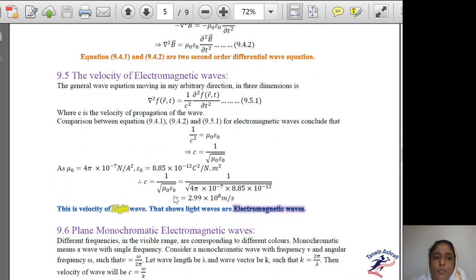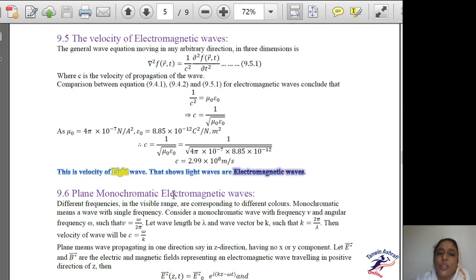Next topic, velocity of the electromagnetic wave. The general wave equation for a wave moving in any arbitrary direction in 3 dimensions is del square of the function f of position vector r and time t is equal to 1 upon c square times the second order partial derivative of function f of position vector r and time t with respect to t. Now here you can see c is the velocity of propagation of the wave.